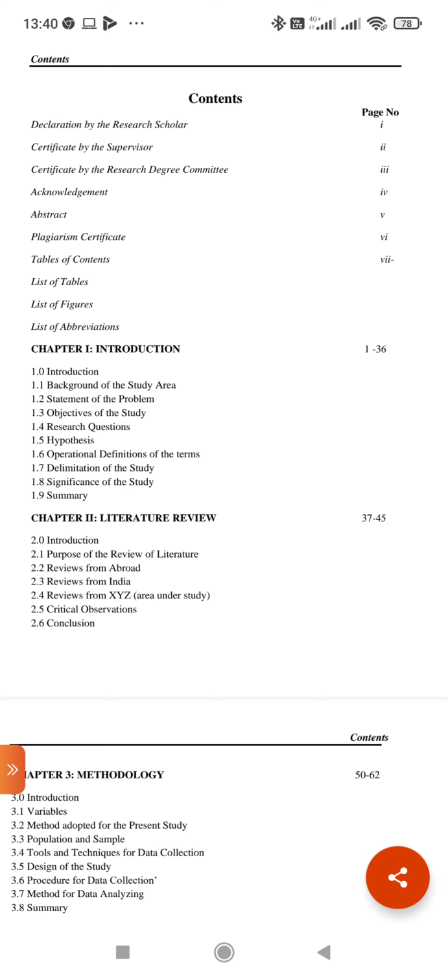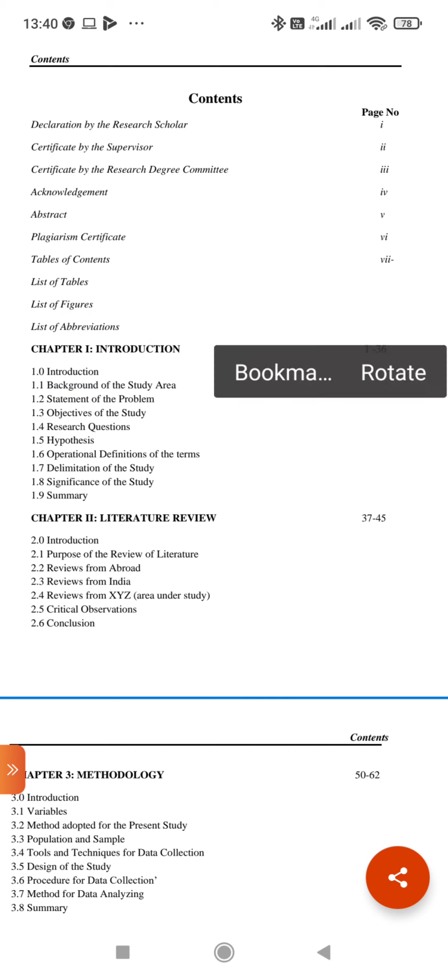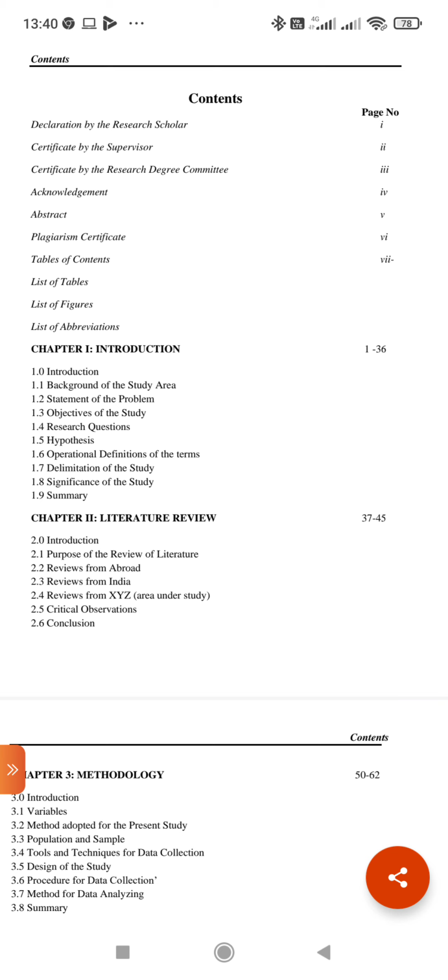Clear? So you can show it in this way, or otherwise, supposing 1.0, you can emphasize how many pages are covering the first point. Then again, background of the study, you can emphasize how many pages you are reflecting on the background of the study area. So you can give the numbers accordingly.